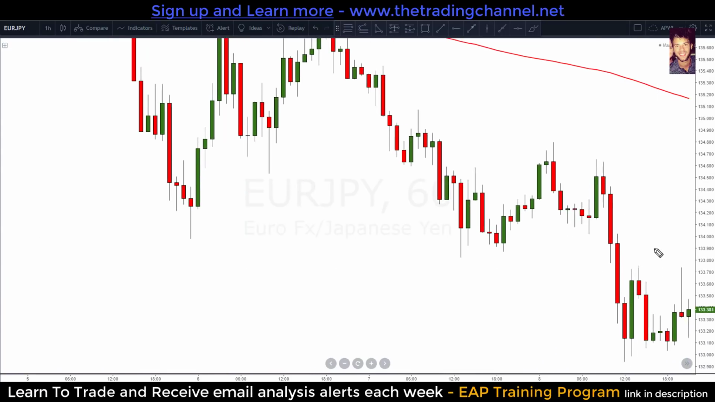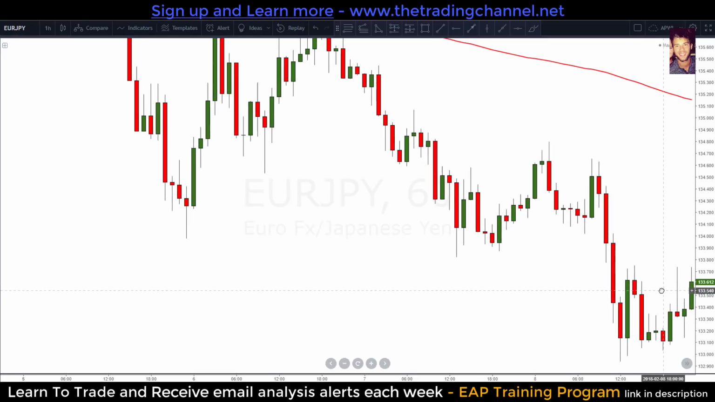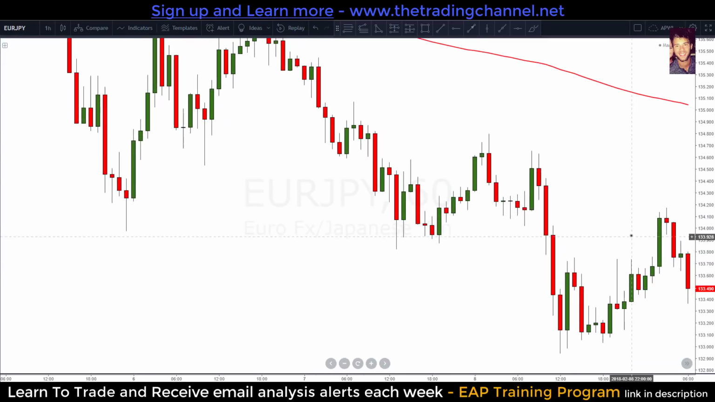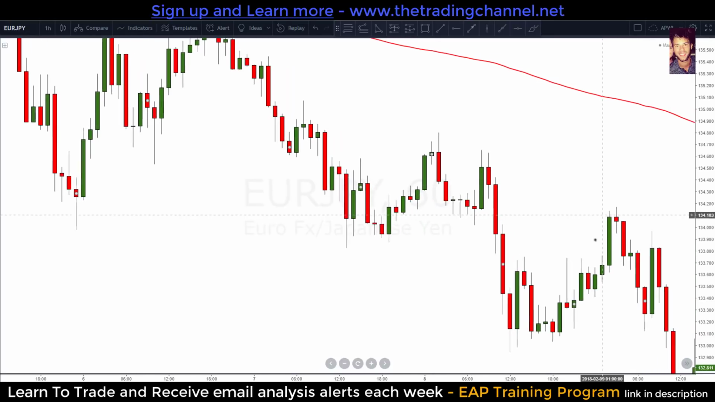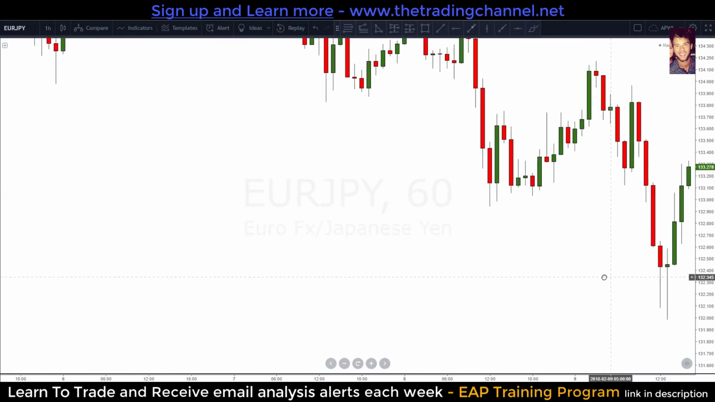Continuing to look for this, we're still in our correct condition, which is under the 200-day moving average. As long as we stay in that condition, we can continue to look for these double top scenarios. So let's keep this going. First top here, let's see if we get a retest. We did not. Continuation in this downtrend.